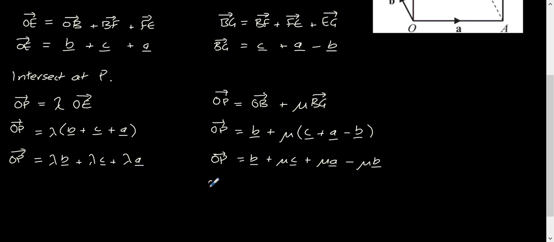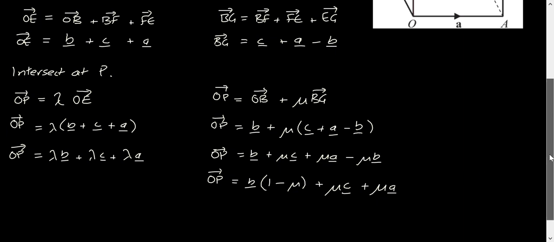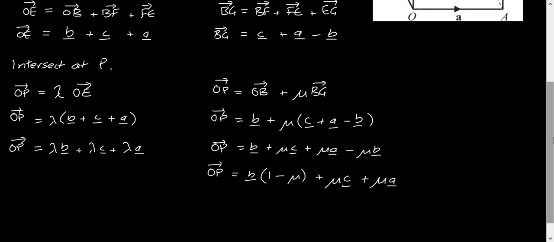Now for this one here, we can tidy this up a little bit. We can say we've got b multiplied by 1 minus mu. So b minus mu b factorizes to this, plus our mu c plus our mu a. So now we need to equate our coefficients. Really, we're just going to say that there has to be the same number of a's in this equation as there is in this equation. There has to be the same number of c's. There has to be the same number of b's.